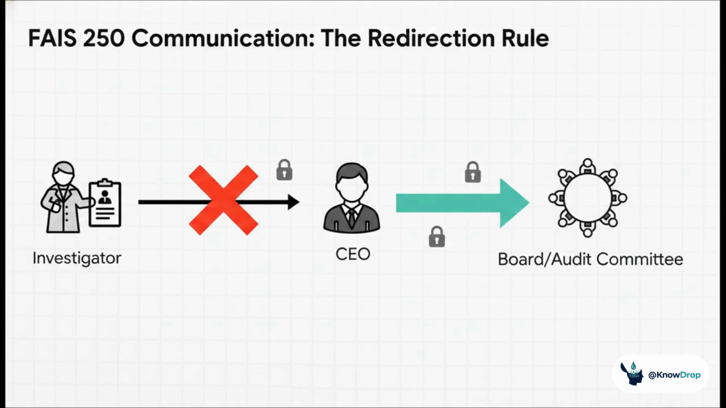Throughout all of this, FAIS 250 is your rulebook for how you communicate with stakeholders. You have to maintain a dynamic list and ensure clear, continuous, two-way, and highly confidential communication. But here is the critical exam detail. What do you do if you discover that the primary stakeholder, say the CEO who actually hired you, is the one involved in the fraud? FAIS 250 explicitly states you must redirect your communication, perhaps going straight to the board of directors or the audit committee.